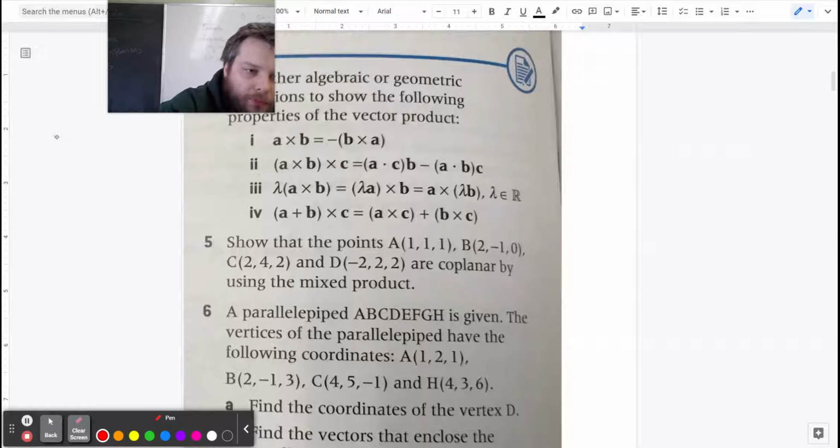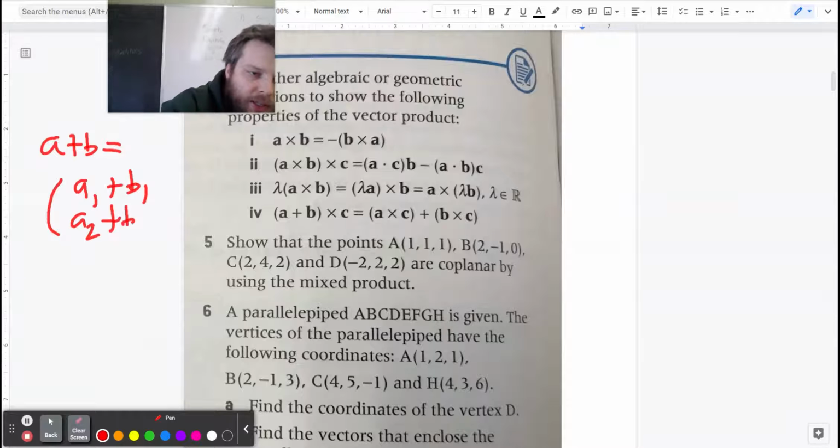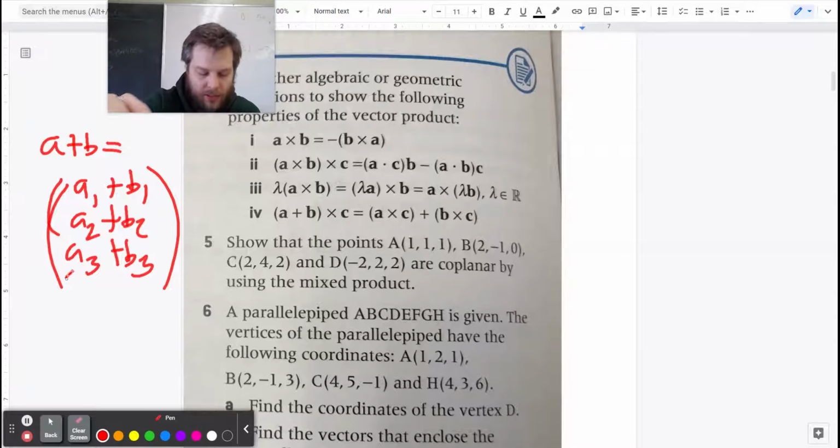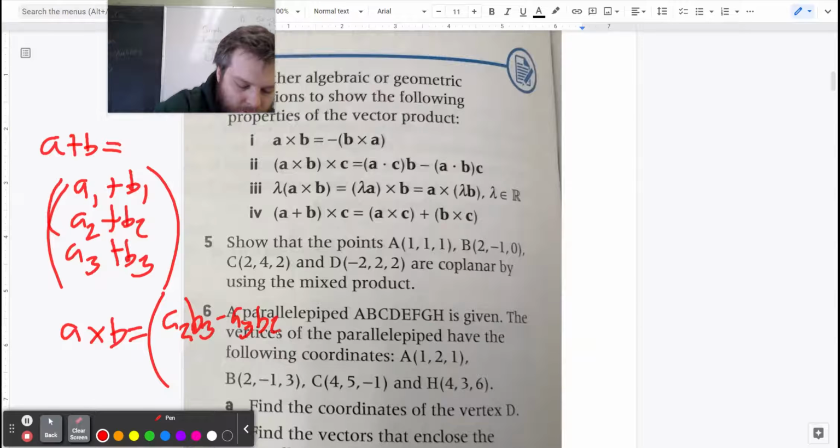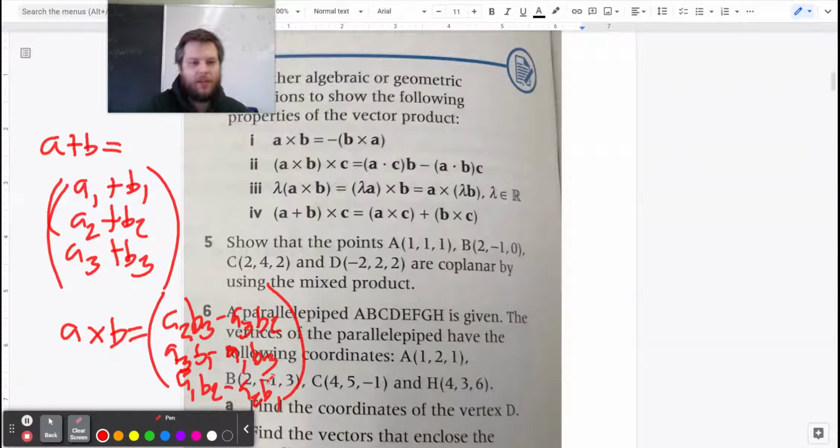All right, so A plus B is just going to equal A1 plus B1, A2 plus B2, A3 plus B3. And we still have our formula that A cross B is given by A2B3 minus A3B2, A3B1 minus A1B3, A1B2 minus A2B1. Okay, so now we just need to cross our A plus B with C.